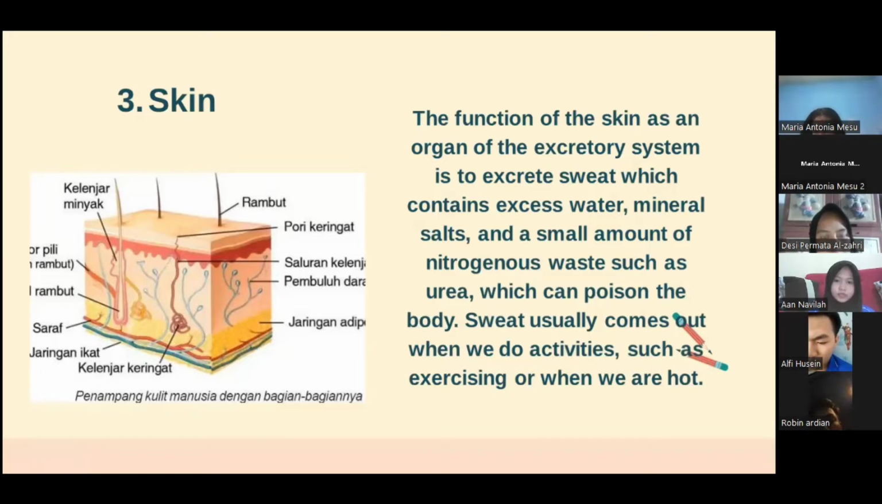Skin. The function of the skin as an organ of the excretory system is to excrete sweat, which contains excess water, mineral salt, and a small amount of nitrogenous waste such as urea, which can poison the body. Sweat usually comes out when we do activities or when we are hot.